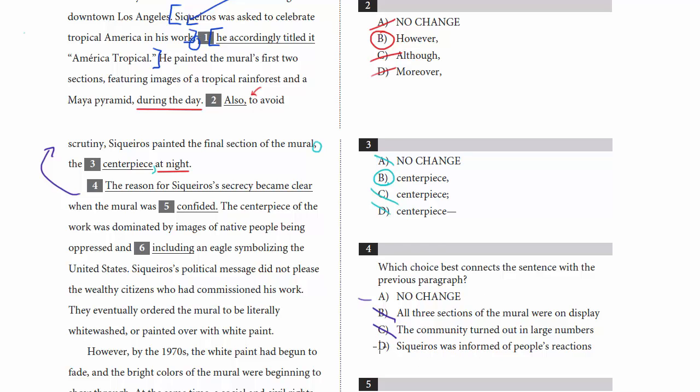Siqueiros was informed of people's reactions. Again, it doesn't go into the specific aspects of what's being discussed in the previous paragraph like the original does, focusing on that secrecy, which is how he ended that paragraph. So this one's going to be A.